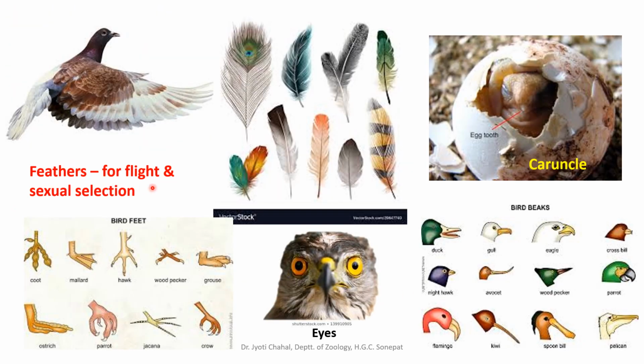Now if we talk about feathers, feathers are used for flight, as we discussed in the previous slide, and these are also important for sexual selection. As you can see, these are very colorful feathers, and these play an important role in mate choice. Females will choose, as you can clearly observe in the case of the peacock, that dances to lure the female and shows off its colorful feathers.